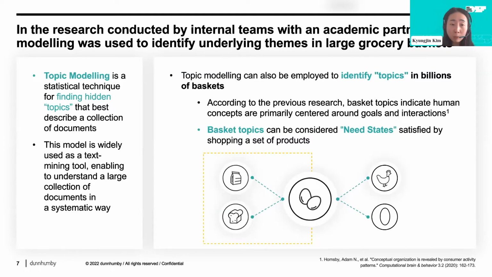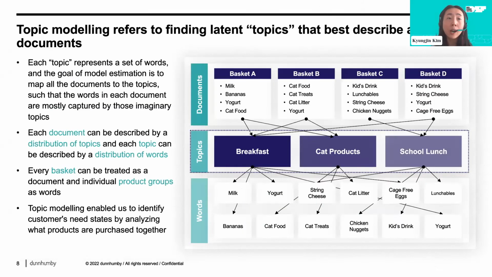Therefore, basket topics can be considered need states of customers, which are satisfied by shopping a set of products. So egg can be identified as one of the breakfast need states with other items such as milk and cereal. So we employed topic modeling to identify need states, and they are used as input to identify missions across different baskets through clustering. Let's get into some details.